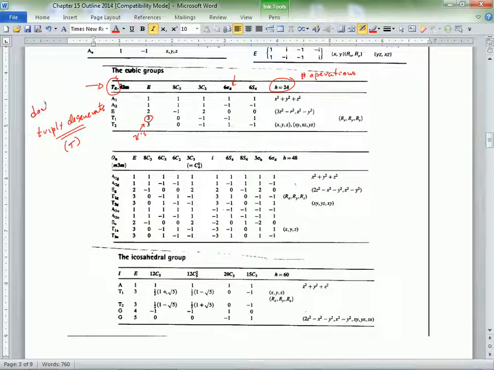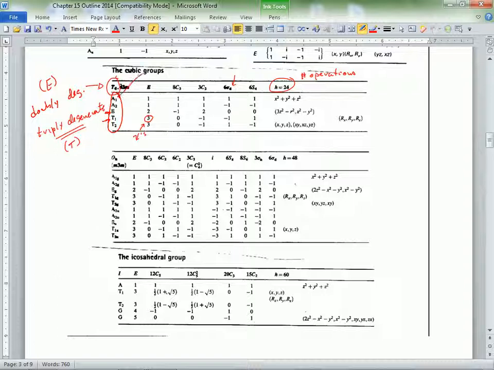So these points aren't very important, so I'm not going to spend much time on it because I don't think you're ever going to see it. But that's where some of these letters are coming from. You see them? T's and E's. Doubly degenerate, you see E's for irreps. So these are our irreps, irreducible representations.